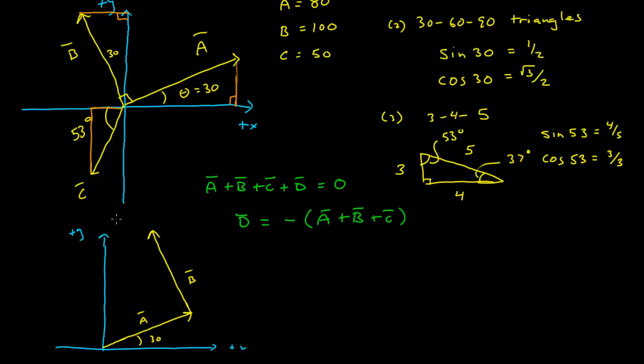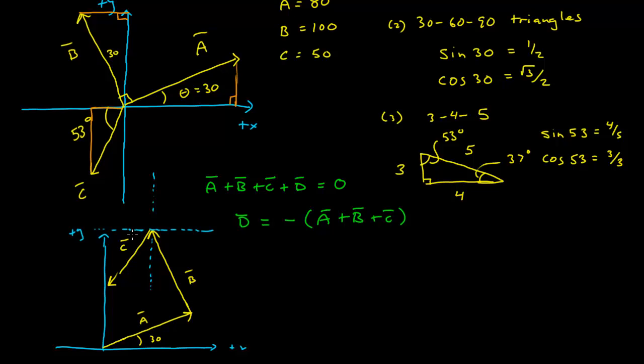And then C, I'll have to be able to get C graphically. Let me draw a new set of perpendicular axes here at the tip of B. And so now C is going to come off, a length of 50, in this direction at an angle of about 53. So I'm just sketching. I don't know exactly what this looks like, but it's going to be something along those lines.